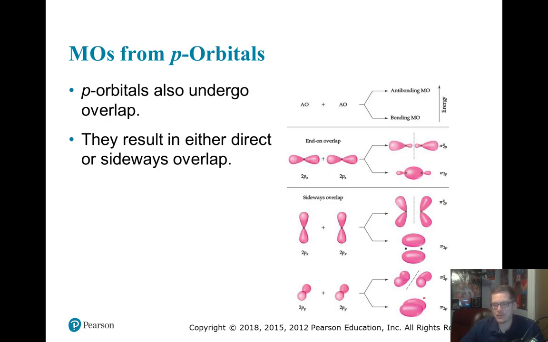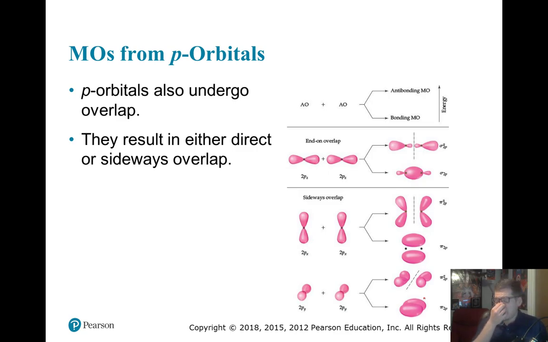Now here's where life gets pretty fun. So you've got your molecular orbitals from your p orbitals. Now p orbitals, remember, they come in three directions. You've got your p orbitals in your x plane like this, and the p orbitals in your y plane like this, and then you have your p orbital in the z plane, and they come in and out of the screen at you, right?